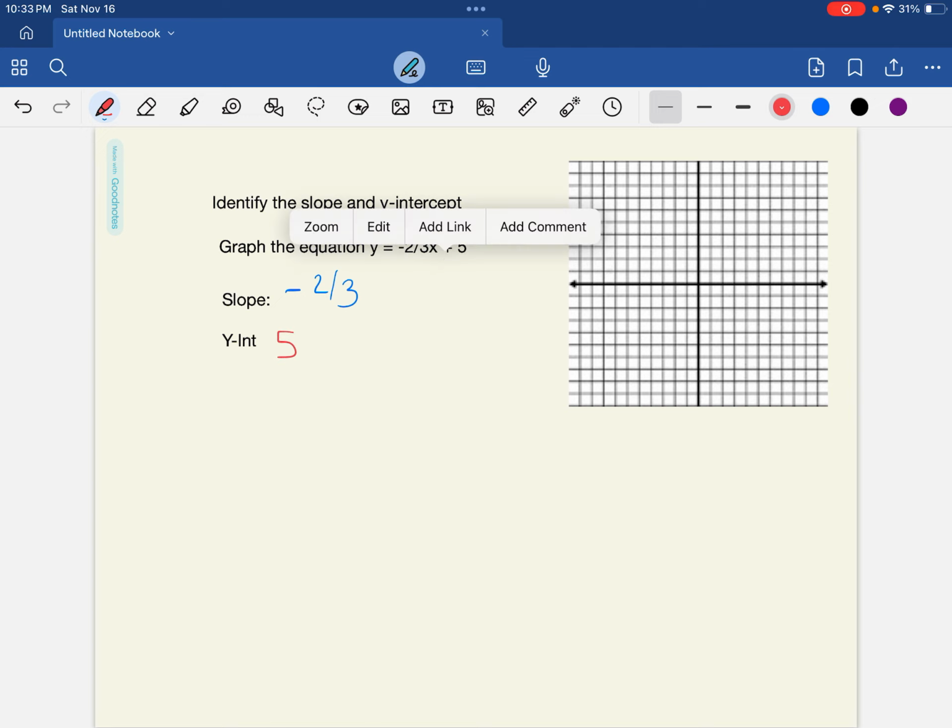Again, how I know if it's positive or negative is because of that sign right there. Just like before, I am going to start at my y-intercept. So on the y-axis, I'm going to go to 5. Now this time, my slope is -2/3. I get to go in one negative direction. So I either can go down 2 or left 3. To find my next point, I'm going to go down 2 lines and then right 3.